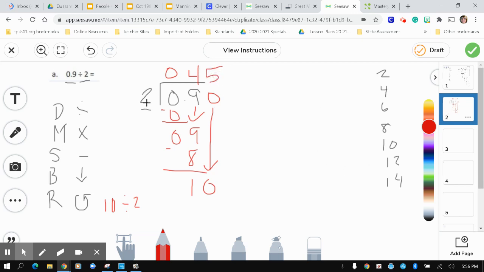So now I have 2 times 5 because I'm at multiply, and I get 10. Now I'm at sister, which is to subtract, and I get 0. So now I get that happy 0 at the end that I'm looking for, but I cannot forget that most important step, which is to bring my decimal up. So 9/10 divided by 2 is 45 hundredths.